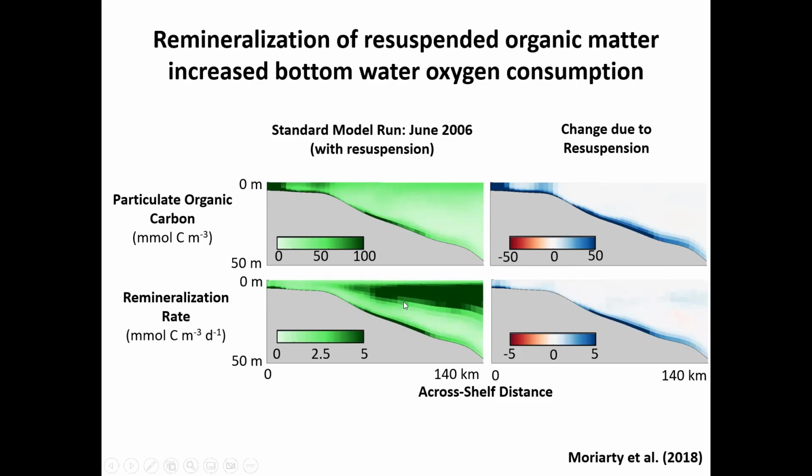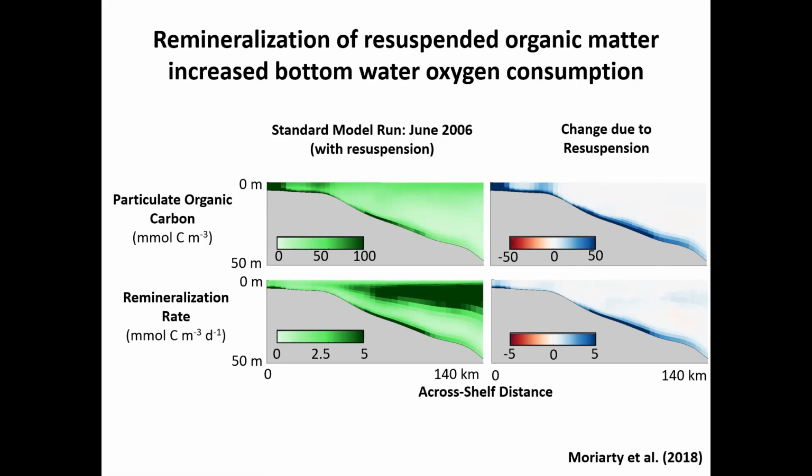The remineralization rate is high near the bed, where you're getting this near bed peak of organic matter. It is also high up here because you have a lot of phytoplankton growth near the surface. It's very labile organic matter, and so it has a relatively high remineralization rate. So you're getting a peak right below that as well. However, the change due to resuspension is more isolated in the seabed, because that's where you're getting this increase in particulate organic carbon due to resuspension.